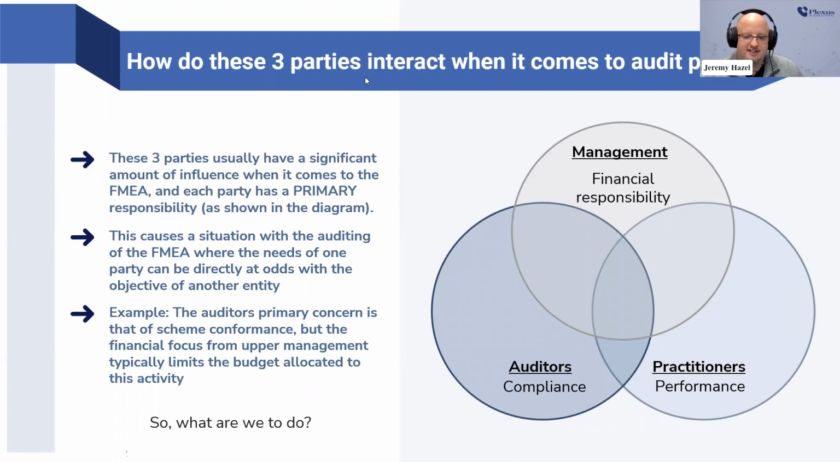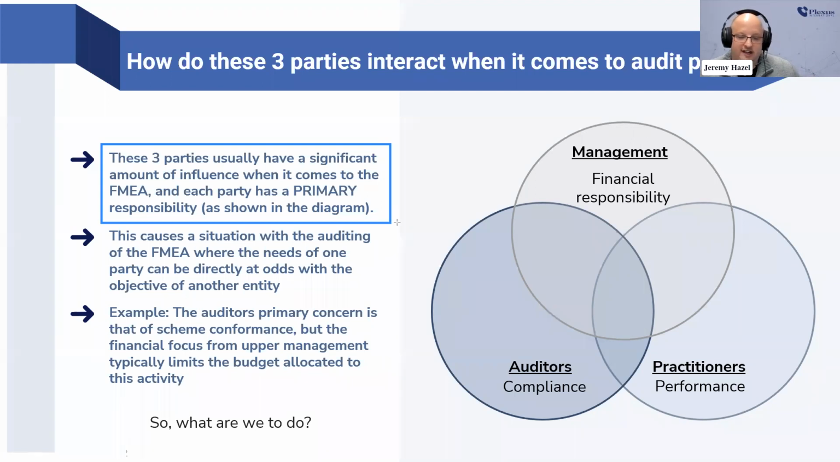So this is the dichotomy and the challenge that a lot of us deal with. And understanding the interested parties allows us to hit up these 3 bullets along the side. The 3 parties I just talked about usually have a significant amount of influence when it comes to the FMEA. Think about it this way. Does management cut the check for your FMEA audit?